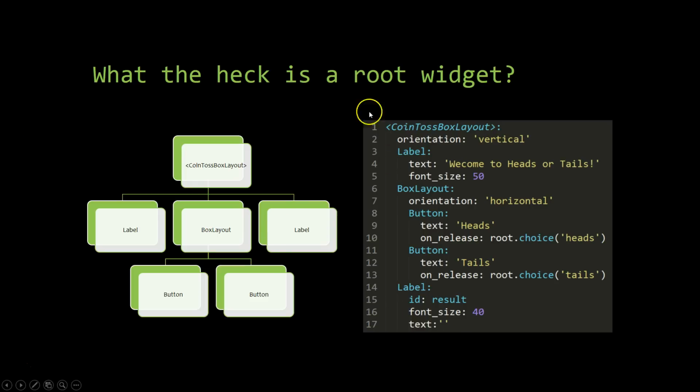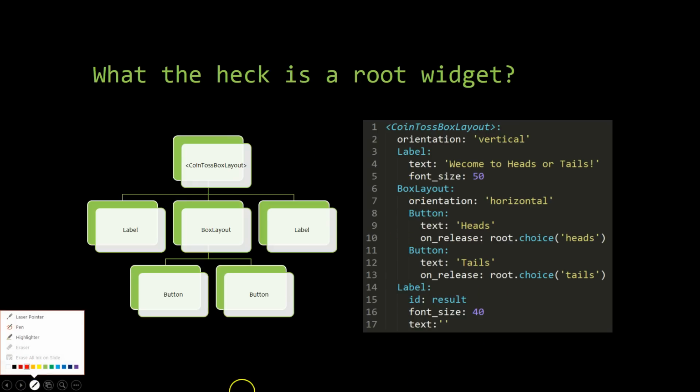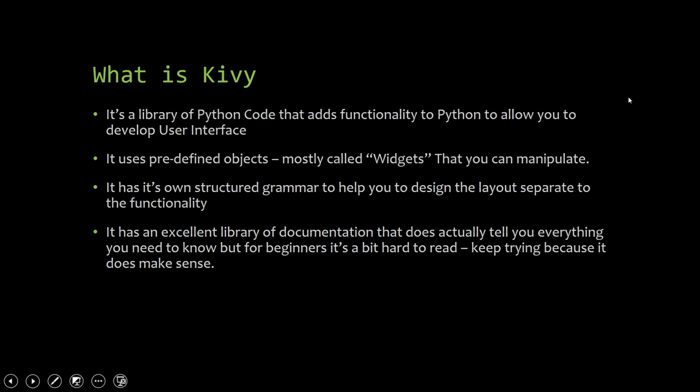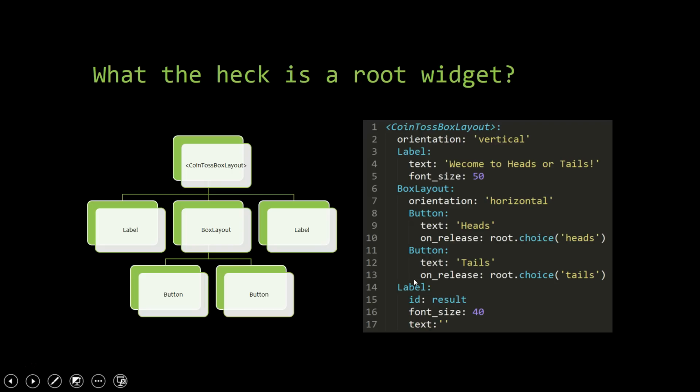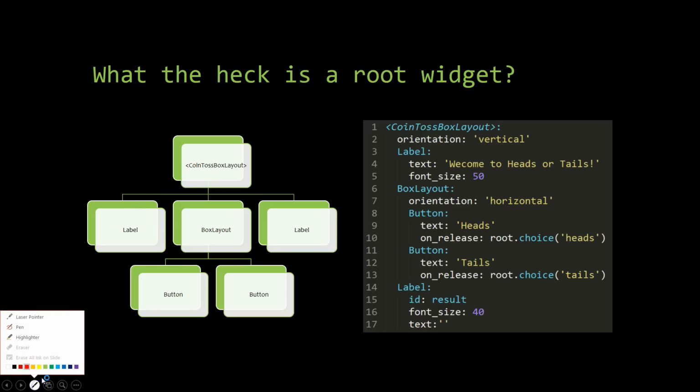Okay, so I've got a piece of code here. This is the Kv code. Make it red. Knew that would happen. Okay, trying again.